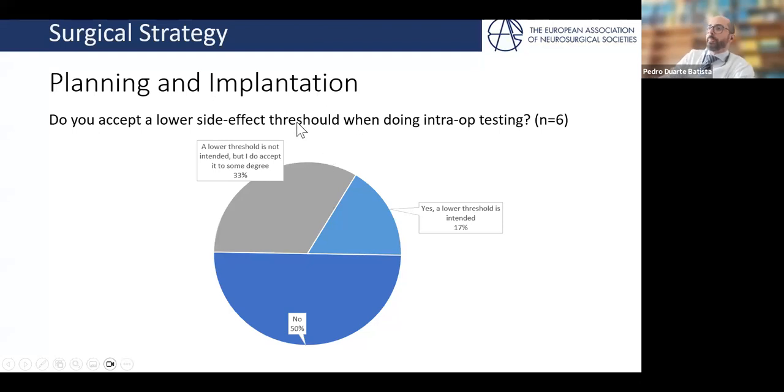And then we asked if they accept a lower side effect threshold when doing intraoperative testing. And half of these 6 respondents said no. A third said, well, I accept it, but it's not intended. And only 1 said that a lower threshold for side effects is intended with directionality.